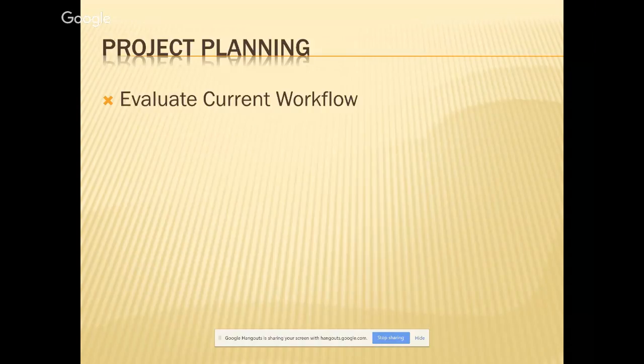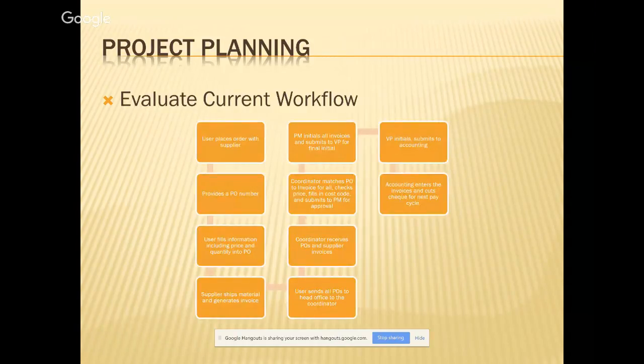So I'll go over a little bit what I had to do to get the system in. So the first thing I did was take a look at how we were doing things currently. So I put a little brief flow chart together to give you an overview of the cycle as it works in my company. So it generally starts with somebody placing an order with a supplier. That person, the superintendent usually, gives a PO number and fills in the information on their paper sheet. This is prior to Rubber Stamp.